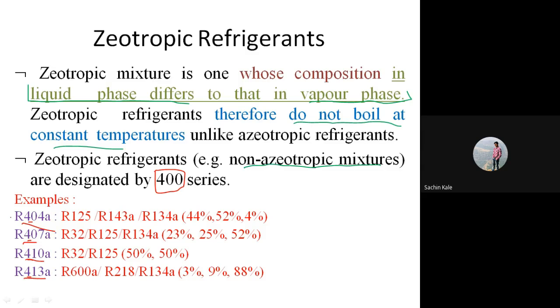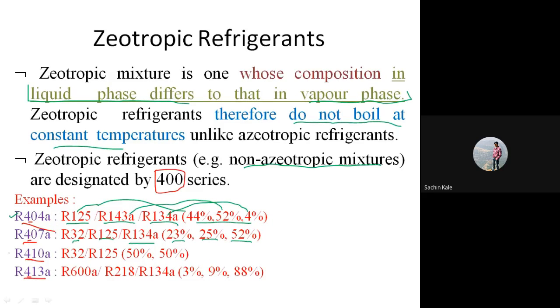If you take the example of R404A, it is nothing but a mixture of R125, R143A and R134A, and the percentage of mixing is: R125 should be 44%, R143A should be 52%, and R134A should be 4%. After mixing those refrigerants in this percentage, R404A is formed. Similarly, R407 indicates 23% of R32, 25% of R125, and 52% of R134A.